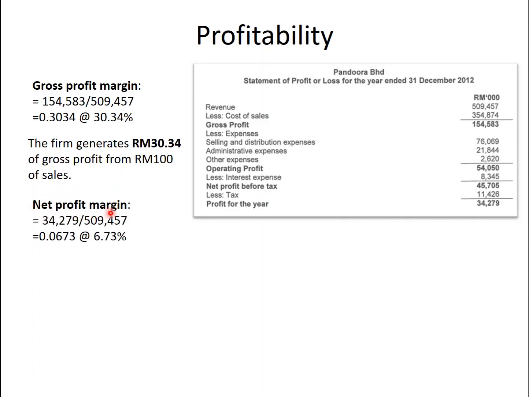For net profit margin, the formula is net profit divided by sales. So net profit is 34279 from the statement of profit or loss, and sales is 509,457. And then we get 0.0673 multiplied by 100, then we get 6.73%. The firm generates RM 6.73 of net profit from RM 100 of sales.